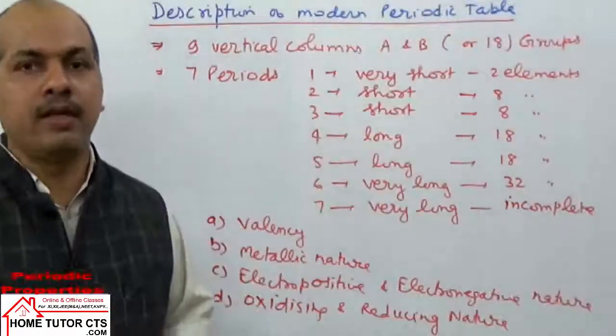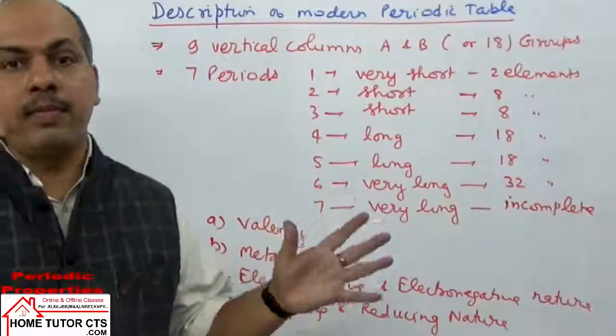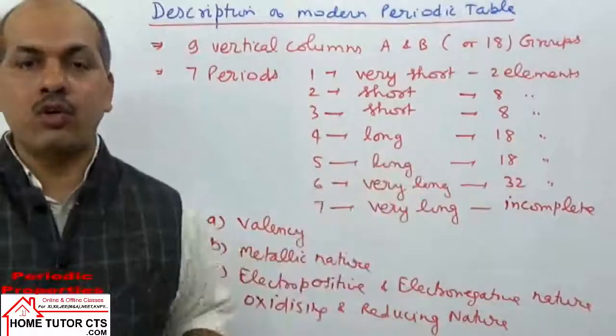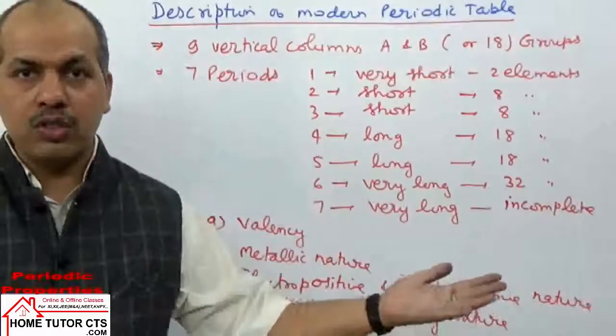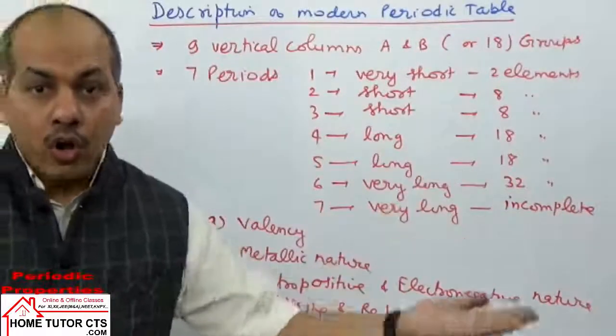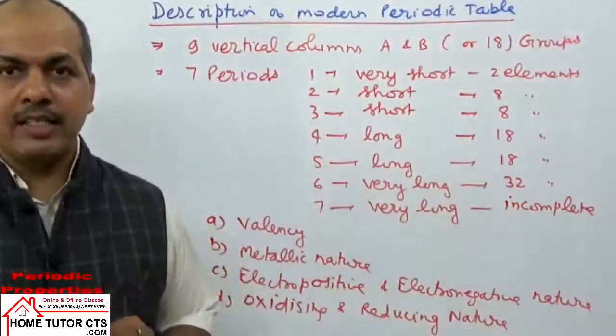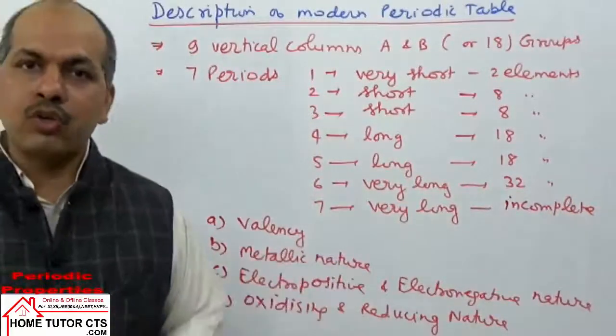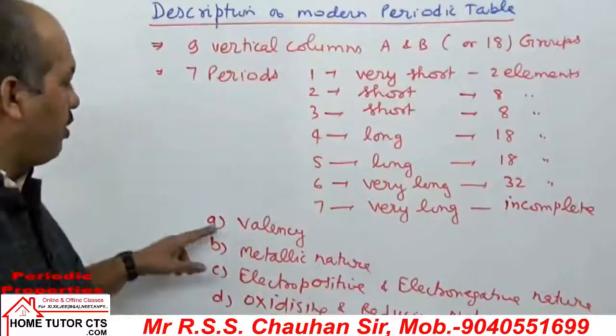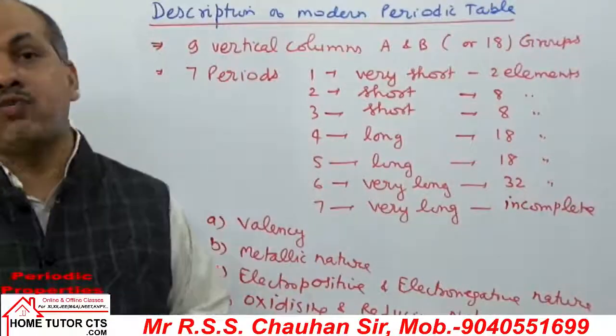The properties resemble. In fact, the properties of elements depend on their electronic configuration, because that decides their tendency to lose electrons and form positive ions, or to gain electrons and form negative ions. What is the nature of elements? It depends a lot on their electronic configurations. So, taking properties, the first property is valency.